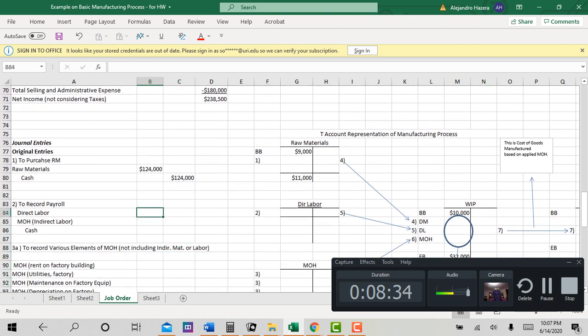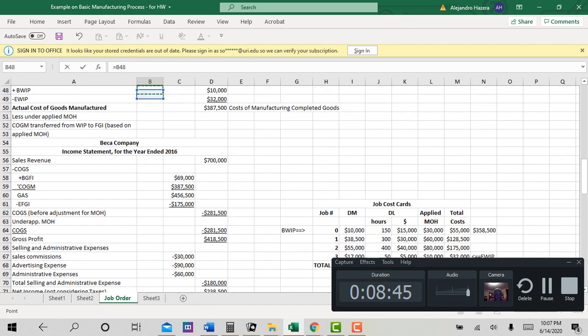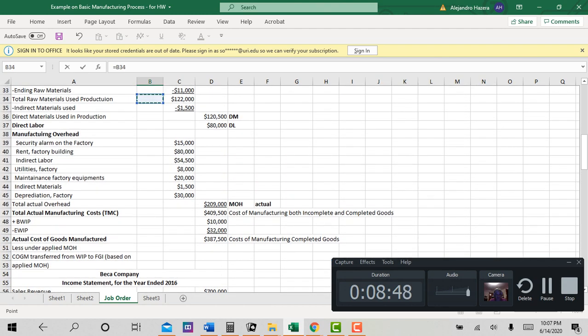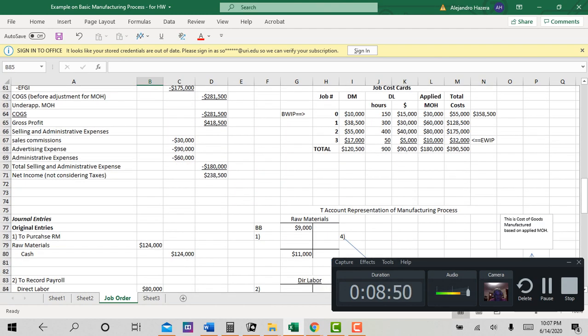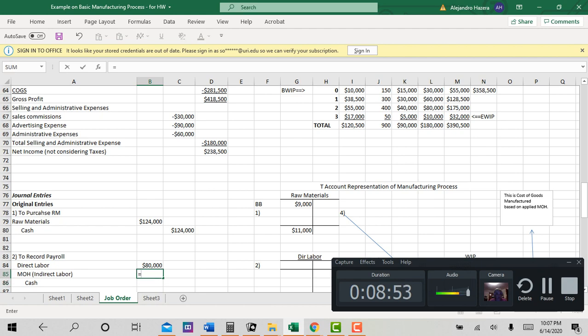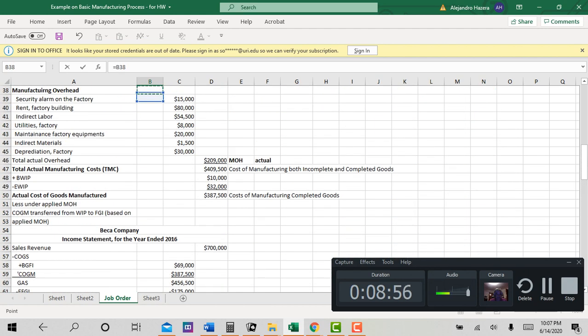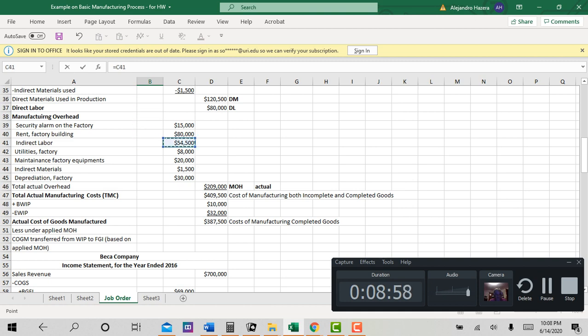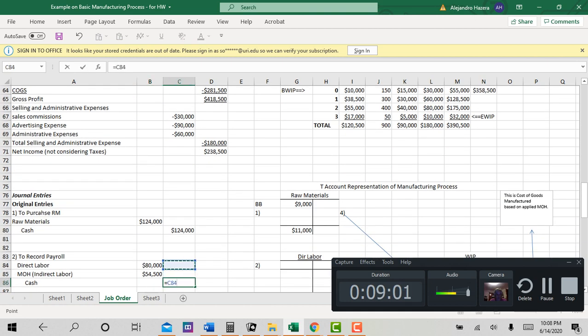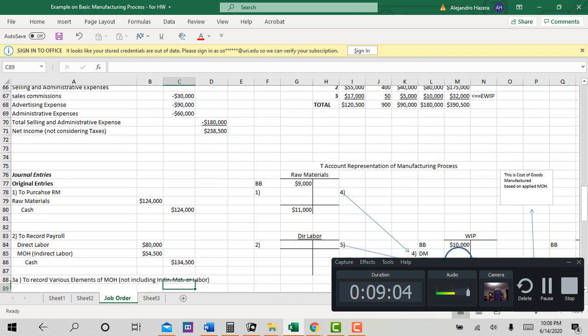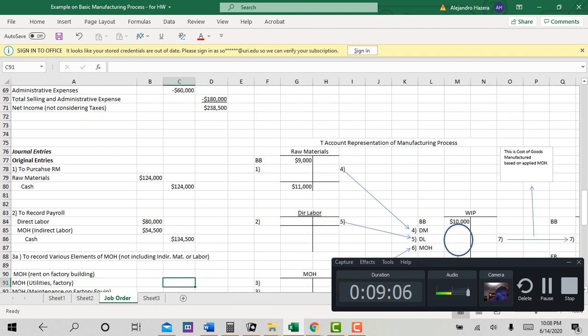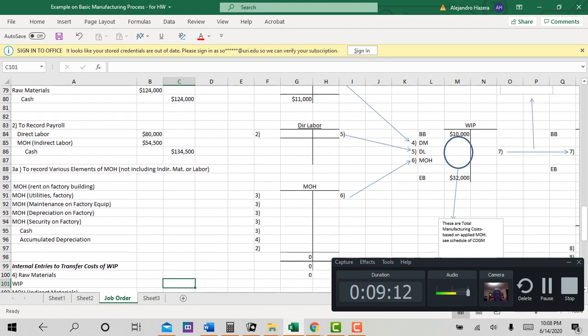Now, your payroll consists of 2 things. It consists of direct labor of 80,000 and indirect labor of 54,500. Your direct labor, I'm going to go up to the statement of cost of goods manufactured, because I know that I've got $80,000 of labor right there. And your indirect labor, which is really part of manufacturing overhead, by the way, is right there, 54,500. So your total labor costs are 80,000 plus 54,500, or 134,500.